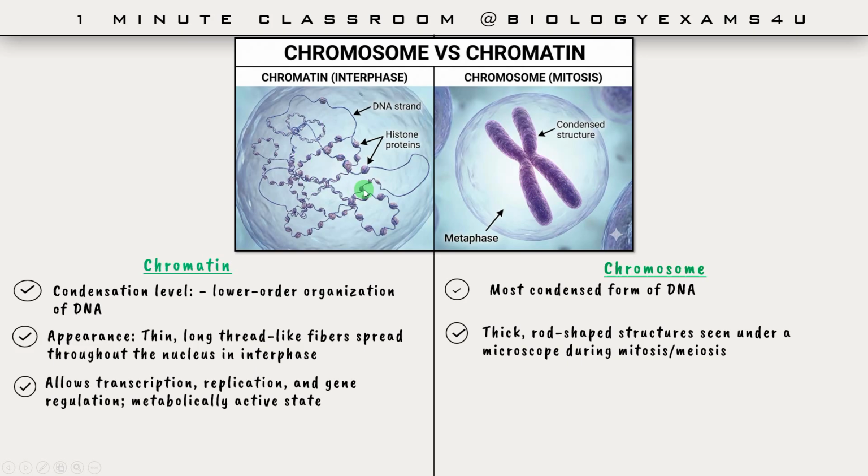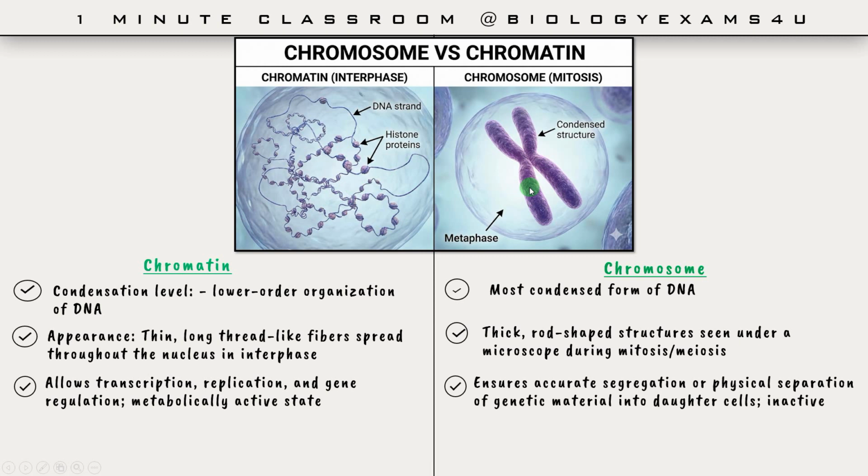Chromatin is metabolically active, which allows transcription, replication, and gene regulation, whereas chromosome is highly condensed, therefore metabolically inactive. The purpose is accurate physical separation of genetic material into daughter cells during cell division.